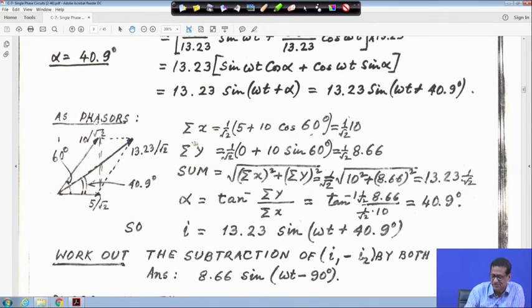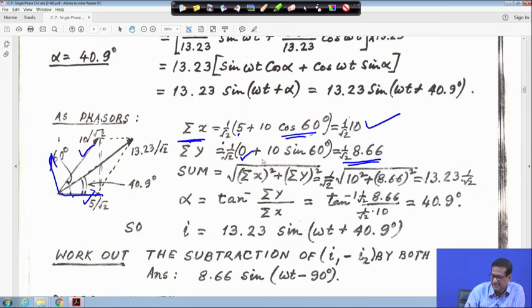Now, if you take a projection on the x axis, this is the reference, so it will be 5 by root 2, actually everywhere root 2 will come, that is why root 2 is taken outside, right, plus 10 by root 2 times cosine of 60 degree. This is the x projection. Similarly, for the y axis projection, the reference has projection 0, plus it is 10 sin 60, that is 8.66 by root 2.